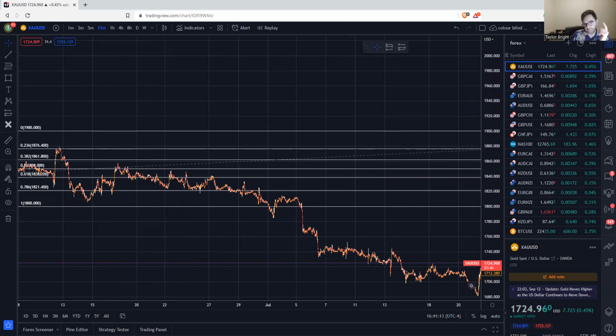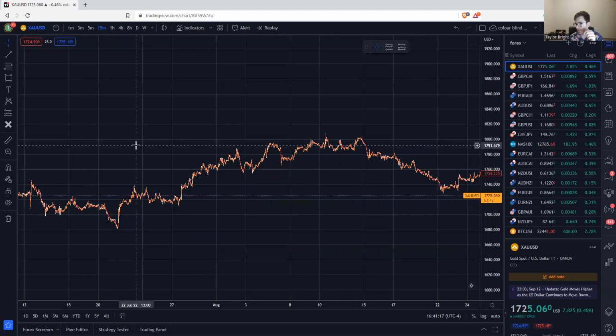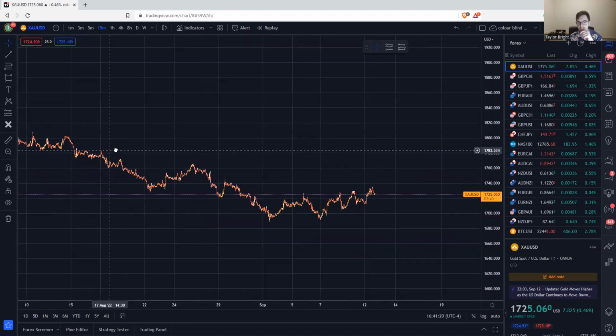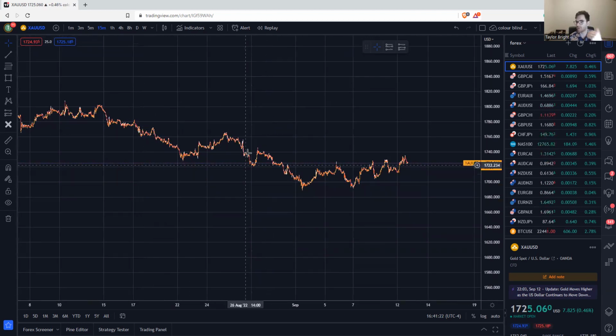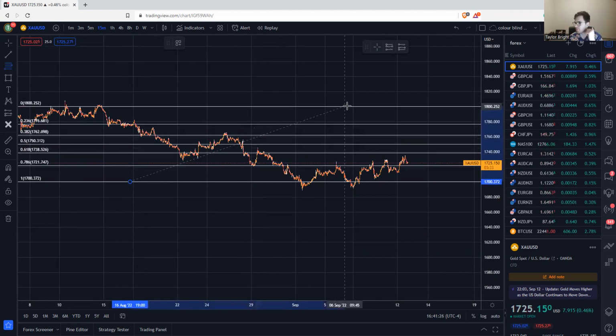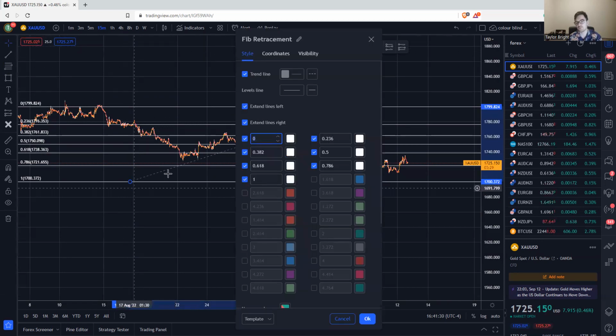Now, the next thing that I'm going to show you is how to draw it on other things. So you've just seen on gold, I would go from 100 to 200. So if I was to draw it live for the current amount of time, we go from 17 to 18, always drawing from bottom to top.